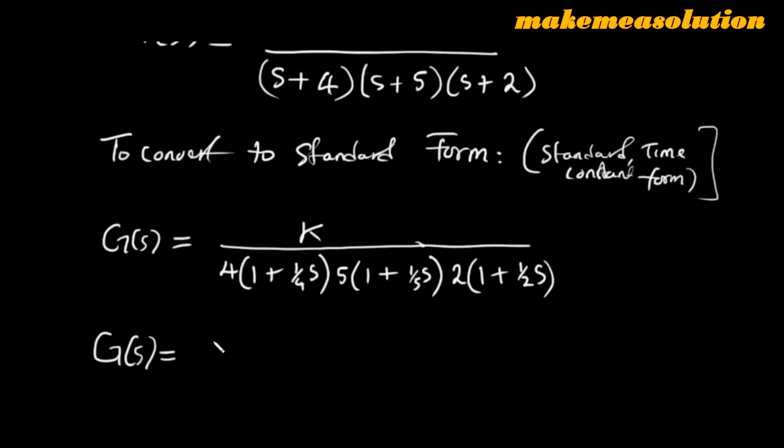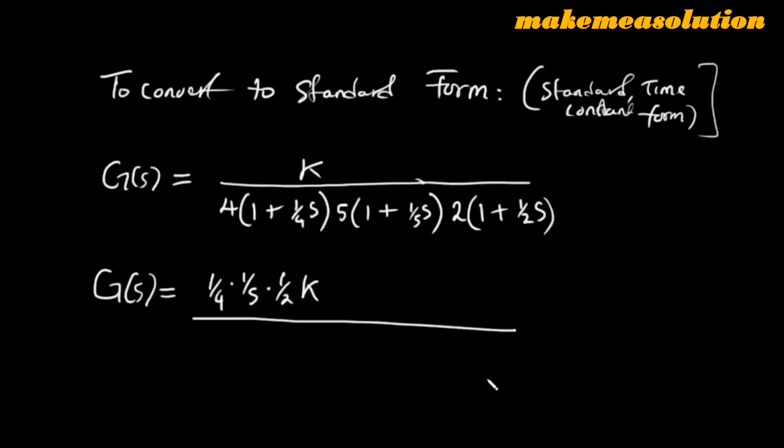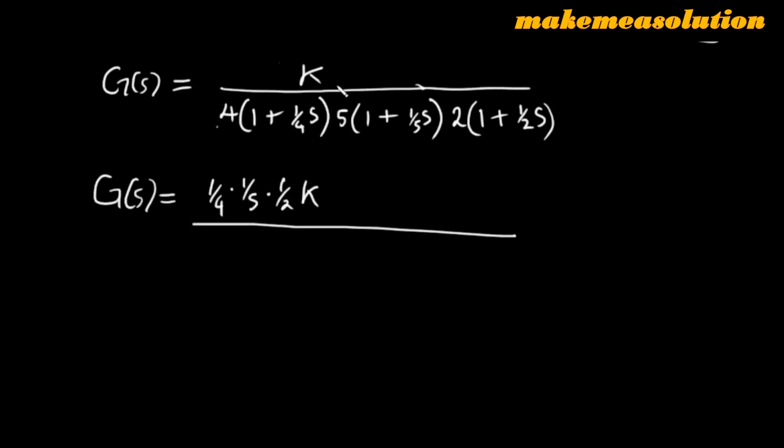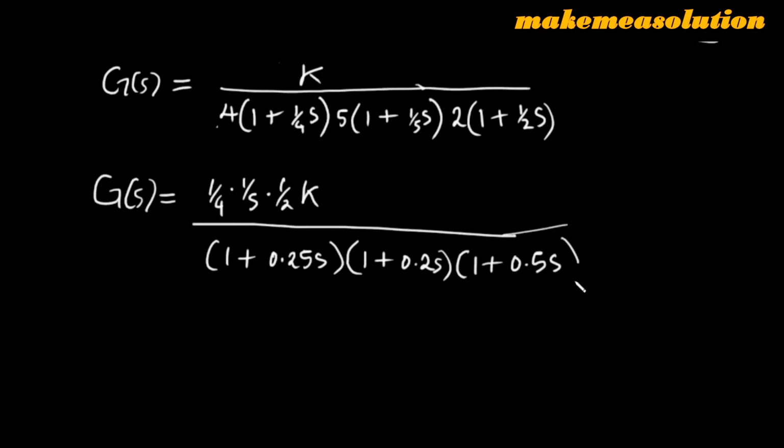So if you've done it like this, your G of s, if you rearrange, will have k times 1 over 4, times 1 over 5, times 1 over 2 in the numerator. What I just did was move all these numbers to the numerator position. Then I now have 1 plus 1 over 4 s, which becomes 0.25 s, 1 over 5 becomes 0.2, and finally 1 over 2 becomes 0.5. Is that okay?